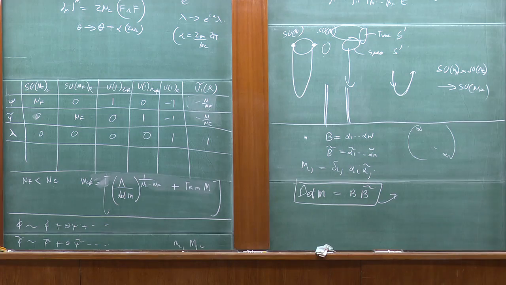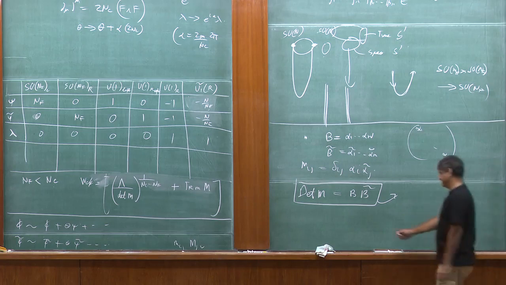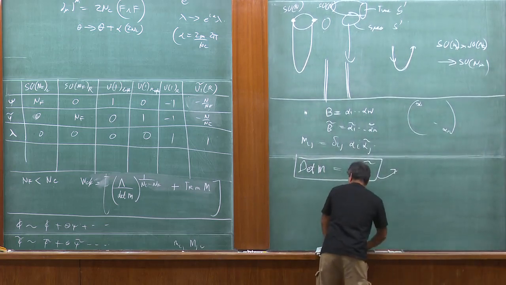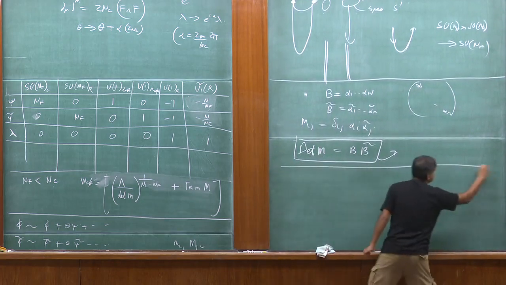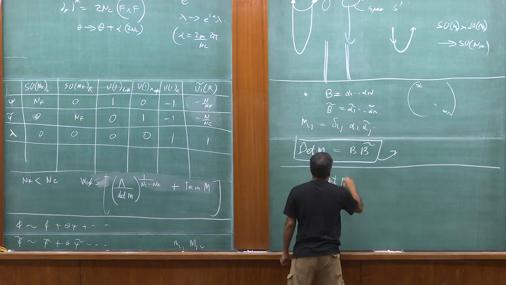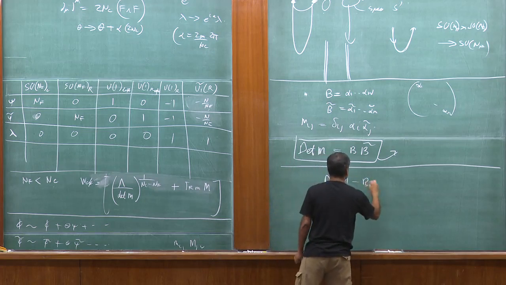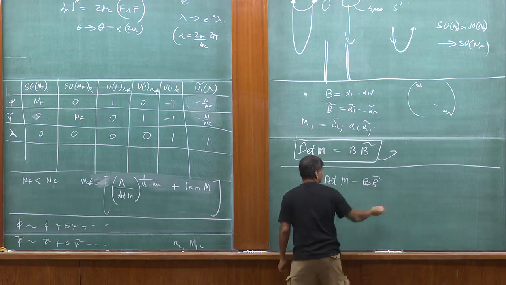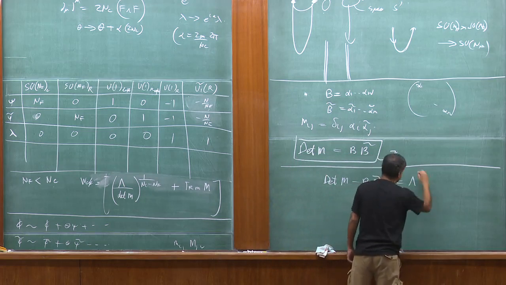First, I'm going to give you the claim. The claim is that there is no point where there are massless gluons, that the singularity is quantum mechanically resolved. And in fact, the correct manifold is det M minus b b tilde is equal to Lambda_QCD to the power 2N.